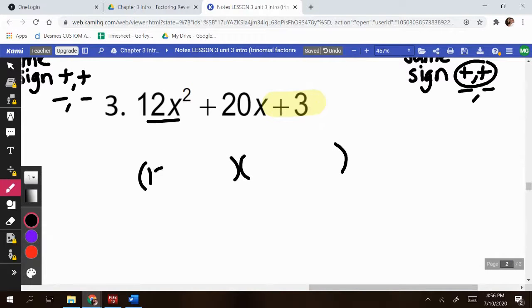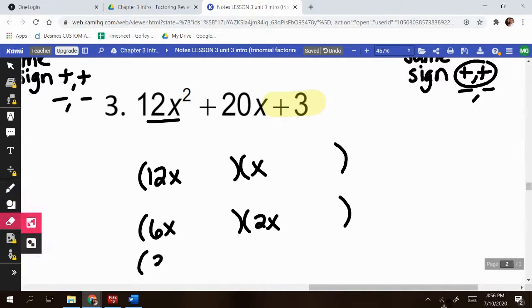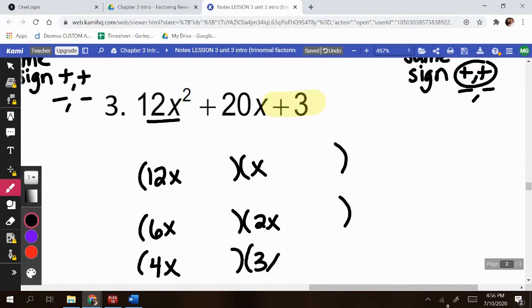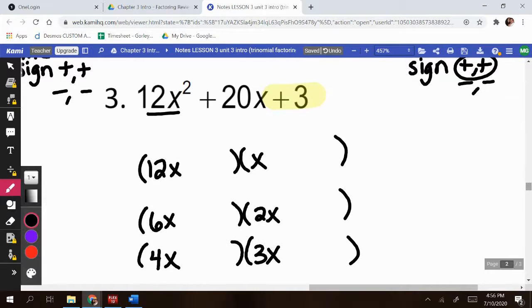We could either do 12x times x would be 12x squared. We could do 6x times 2x would be 12x squared. We could even do 4x times 3x would be 12x squared, right? There's a couple different options, so I'll just list all of those for now. Then we know last times last has to be 3. So really the only thing that gives me 3 would be 1 and 3.